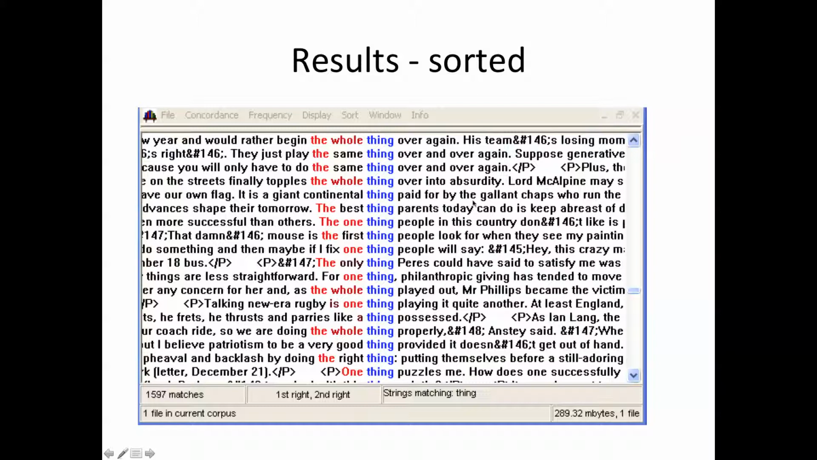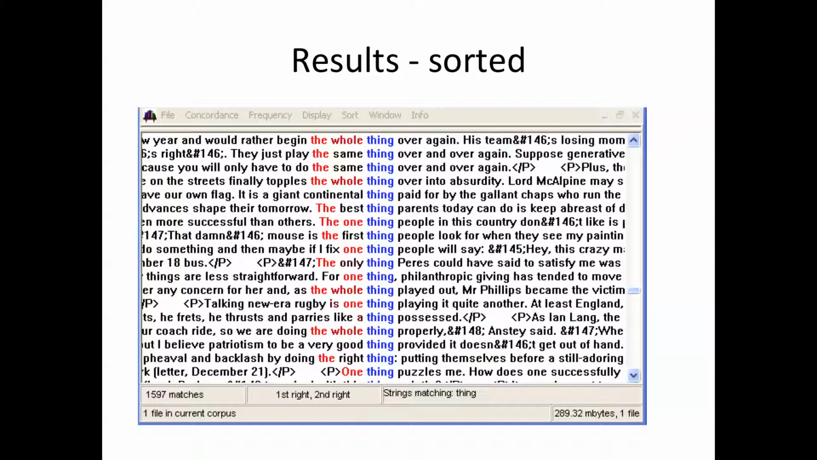Looking at this, we see some other things we should note. Here's an indication of the paragraph marks, starting the paragraph. And here's that thing we talked about last week, where the apostrophe is being changed into this ampersand pound sign 146 semicolon. It looks a bit messy when you first see it, but you soon learn to ignore that.